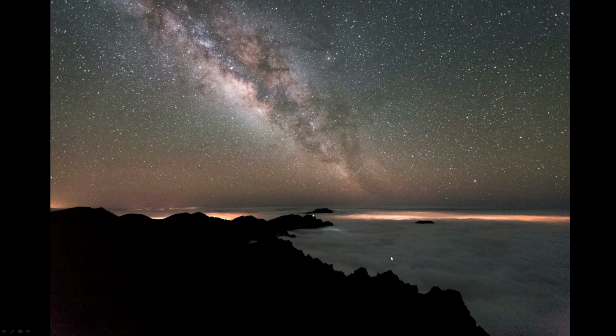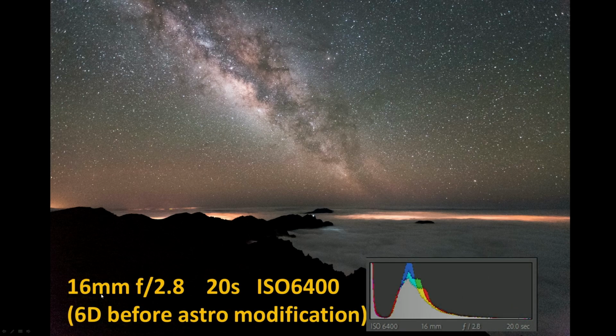And I'm showing an example here which shows all of those factors. Here you have, again, the center of the Milky Way. Down here you have clouds above Caldera de Taburiente, and now this was shot with 16 millimeters at f2.8 with 20 seconds exposure time and an ISO of 6400 with a 6D before I had it astro modified. And here you see the histogram, and that doesn't look too bad.